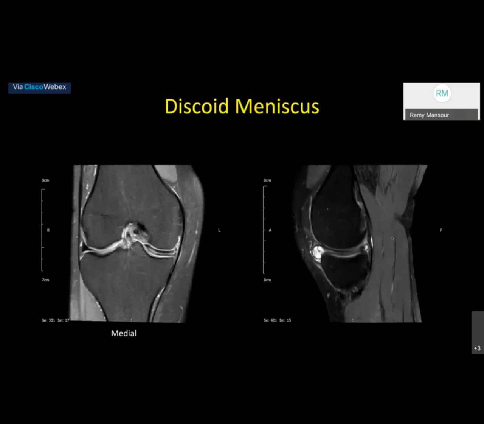And this is another example of the less common type of discoid meniscus. You can see here that the discoid meniscus is seen medially and not laterally. Those patients present when they have a degenerative tear and/or cyst formation, like this patient.